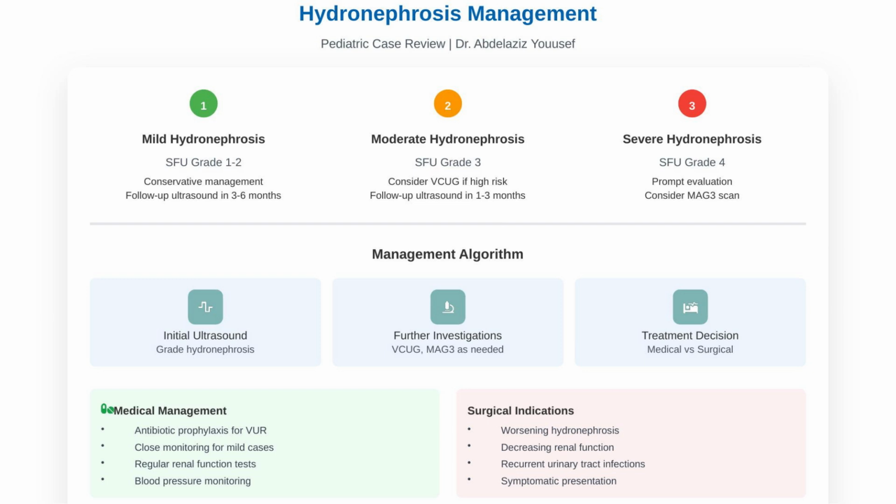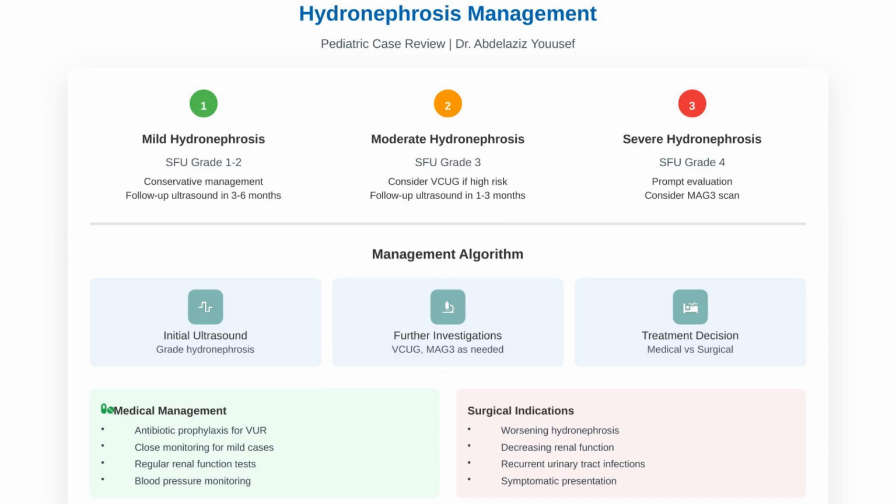Mild hydronephrosis, grades 1 to 2, typically requires conservative management with follow-up ultrasound in 3 to 6 months. Moderate hydronephrosis, grade 3, may warrant voiding cystourethrogram if high-risk features are present, with follow-up in 1 to 3 months. Severe hydronephrosis, grade 4, requires prompt evaluation, often including an MAG3 scan to assess renal function and drainage.